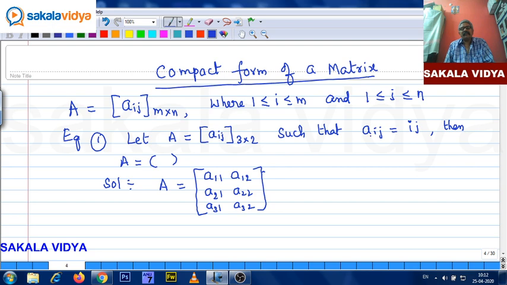Now, what is the definition? Aij means i into j. These two subscripts are to be multiplied. So, that means now this becomes like this: 1 into 1 is 1, 1 into 2 is 2, 2 into 1 is 2, 2 into 2 is 4, 3 into 1 is 3, 3 into 2 is 6. So, we can construct the matrix for the given definition using the definition. So, this will be useful. This is known as the compact form of a matrix.